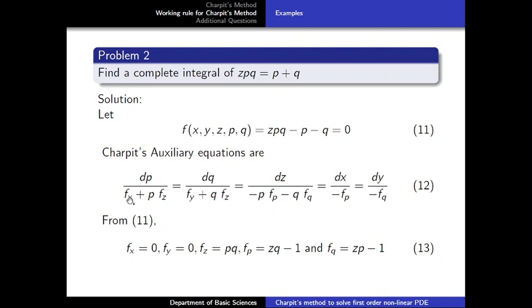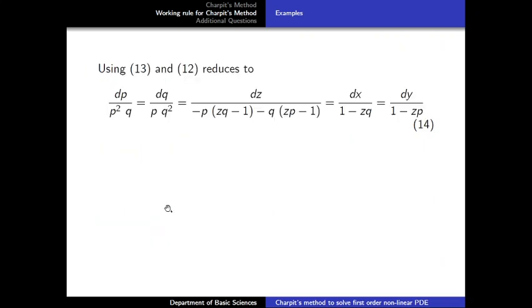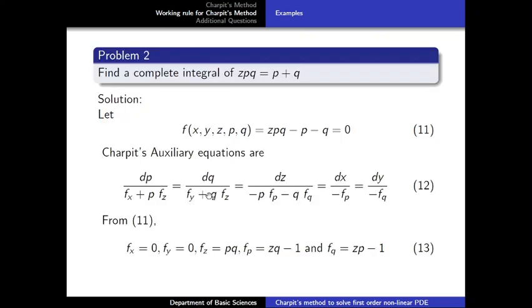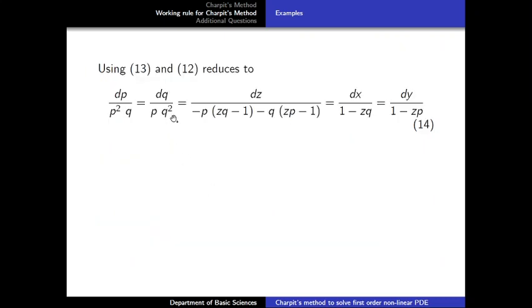Since fx is equal to 0 and fz is equal to pq, here we have 0 plus p into pq, that is dp divided by p square q. The first term becomes dp divided by p square q. Now fy is 0 plus q into fz, which is pq, q into pq is pq square. Hence we have dq divided by pq square.